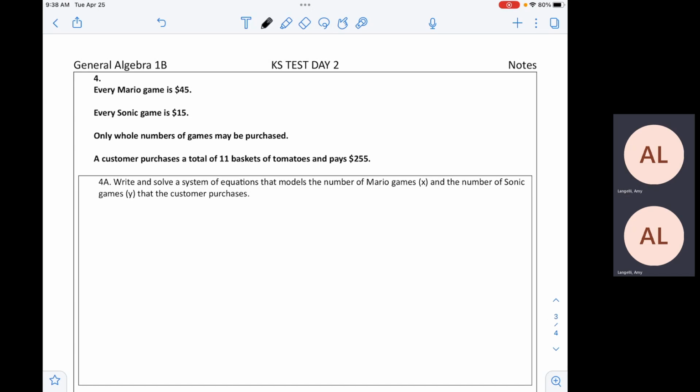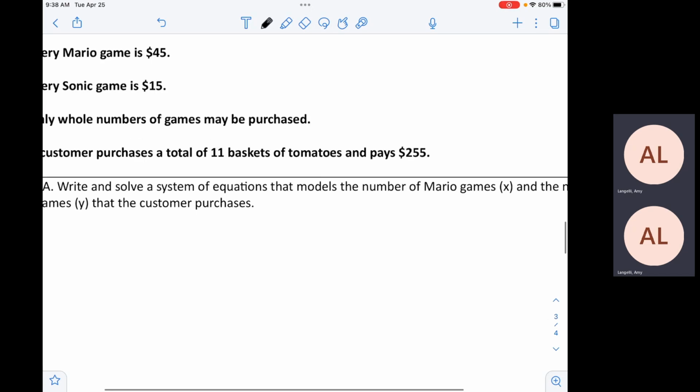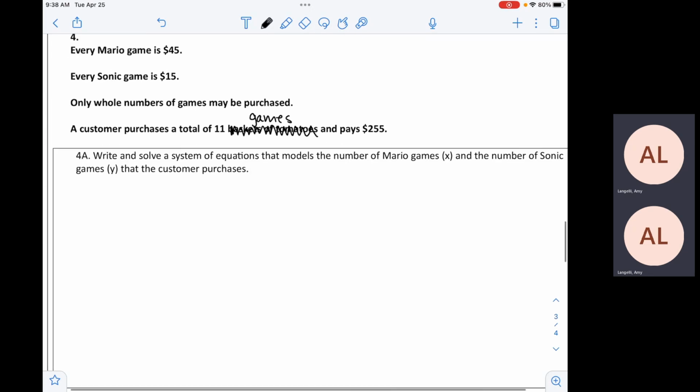Every Mario game that my daughter wants to buy is $45. Every Sonic game is $15. Only whole numbers of games may be purchased. A customer will buy a total of 11. Oh, crap. That should have said a total of 11 games. Man, I thought I fixed it all. Okay. Total of 11 games and pay $255. Write and solve a system of equations that models the Mario games, x, and the Sonic games that they purchase.